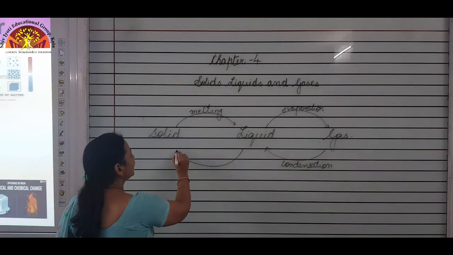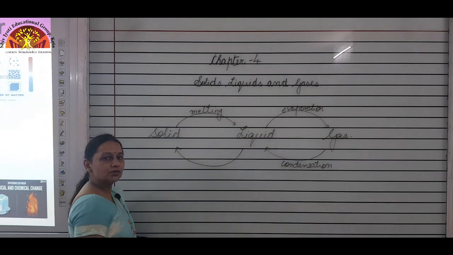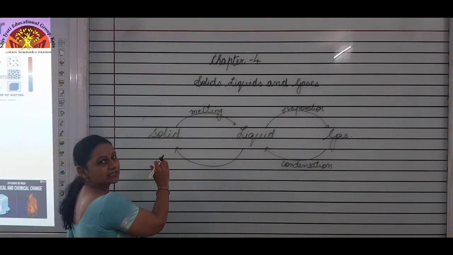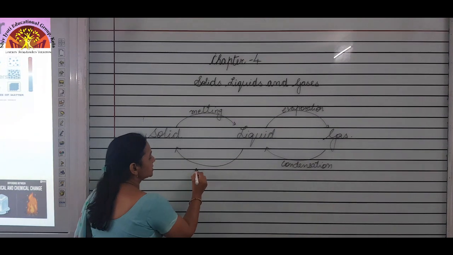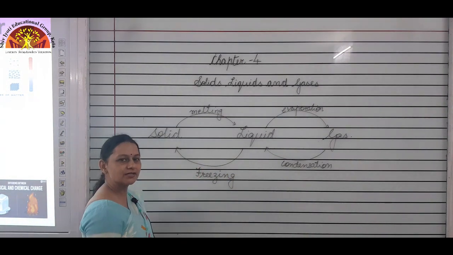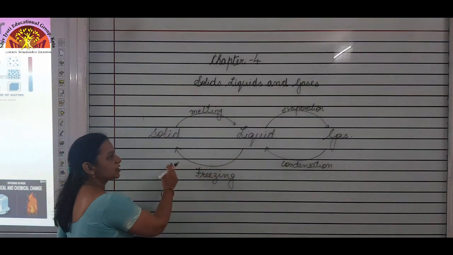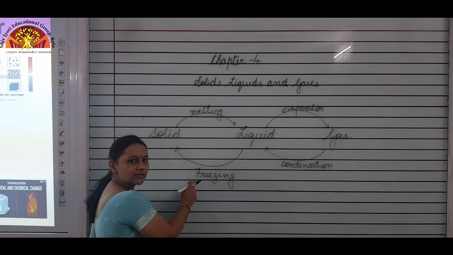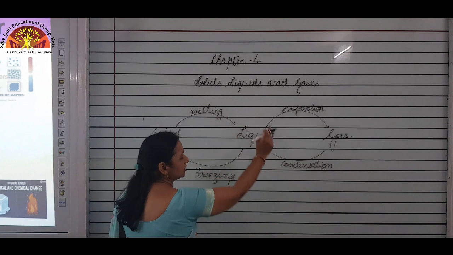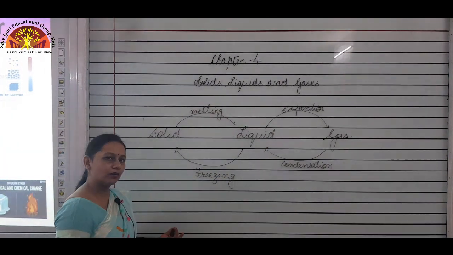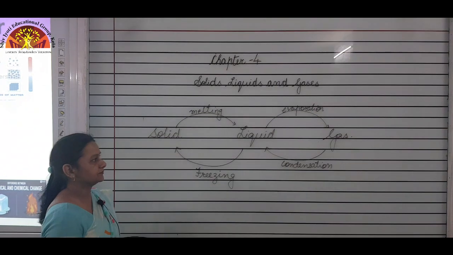Again, when we change liquid state into the solid state on cooling, this is called freezing. When you keep water in the freezer, what happens? It converts into ice. So, this process, when a liquid converts into solid on cooling, is called freezing. So, these are the four processes which take place on heating a substance or on cooling a substance.